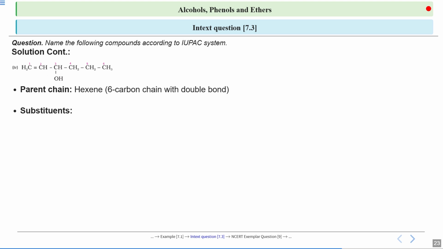Substituents: at the third carbon, at the third position, we have a hydroxy group attached. So the IUPAC name will be hex-1-en-3-ol. Hex-1-ene because at the first carbon we have the double bond. We have to write the lowest number of the double bonded carbon in the name. So hex-1-en-3-ol.